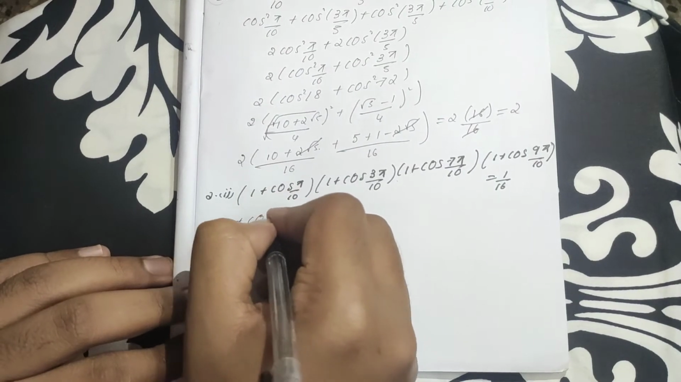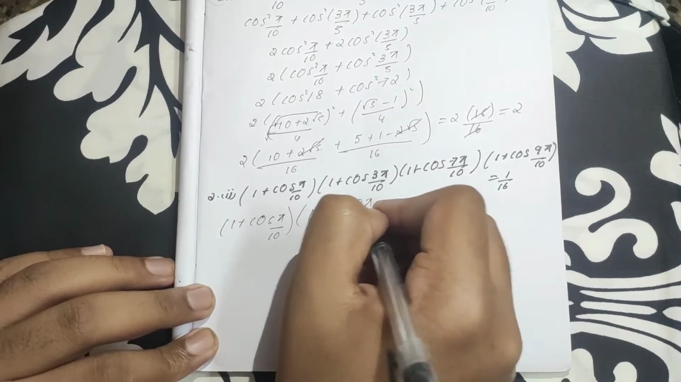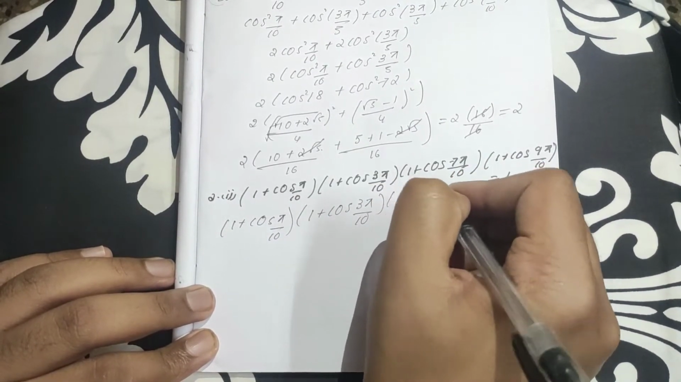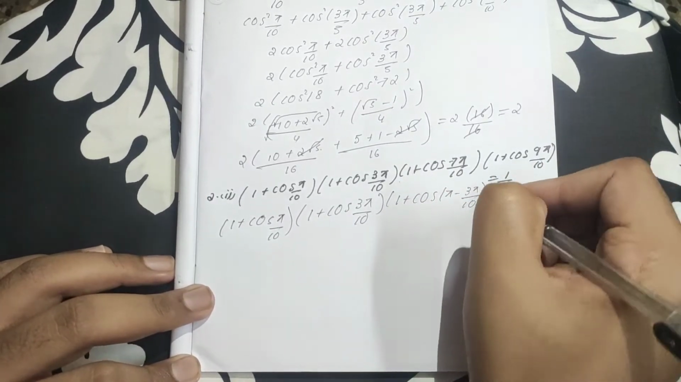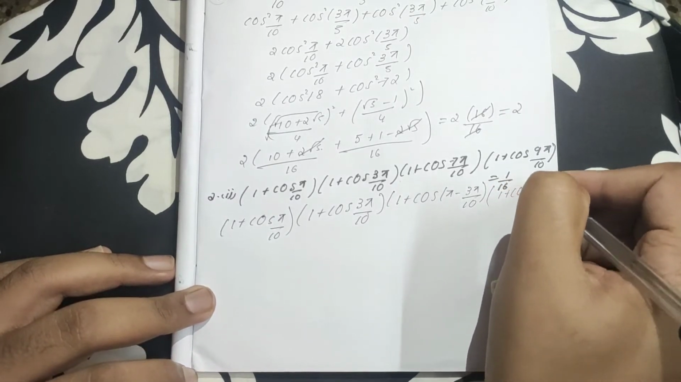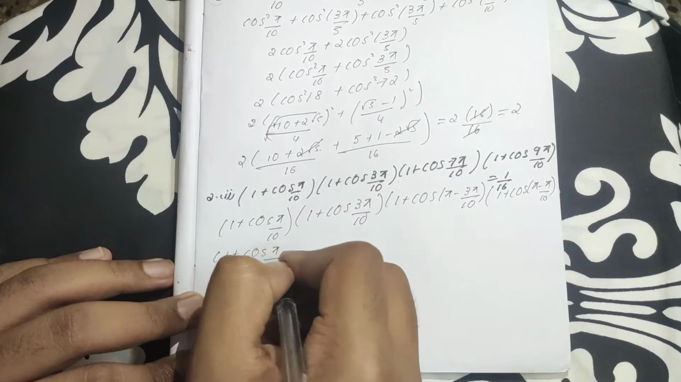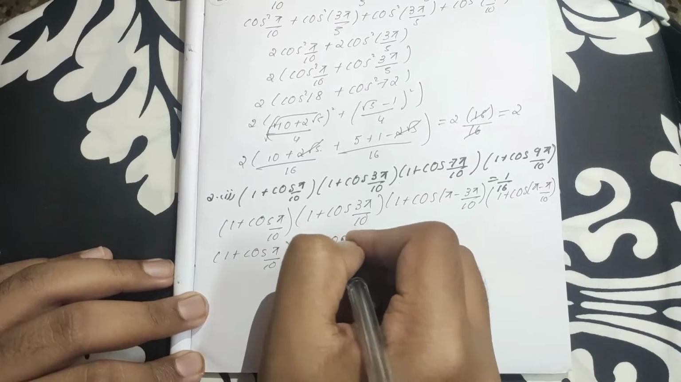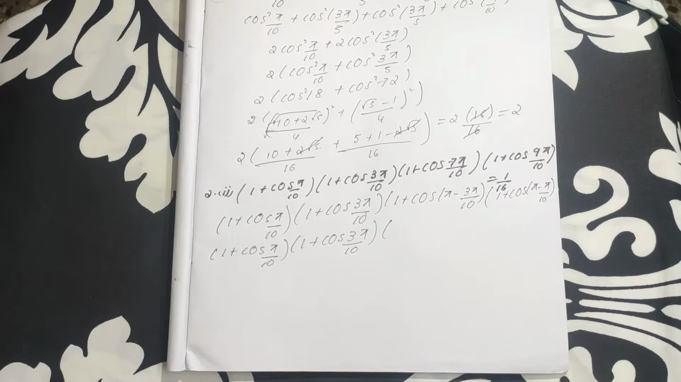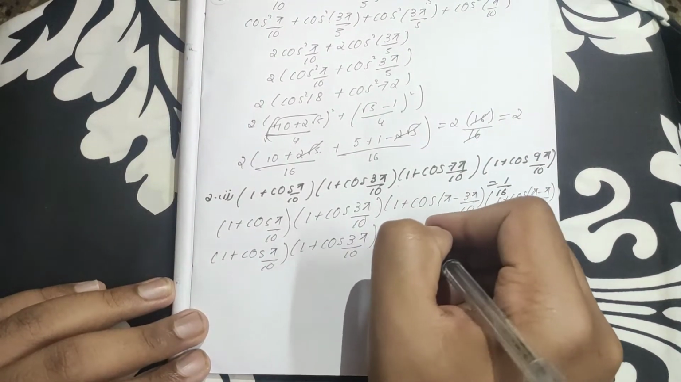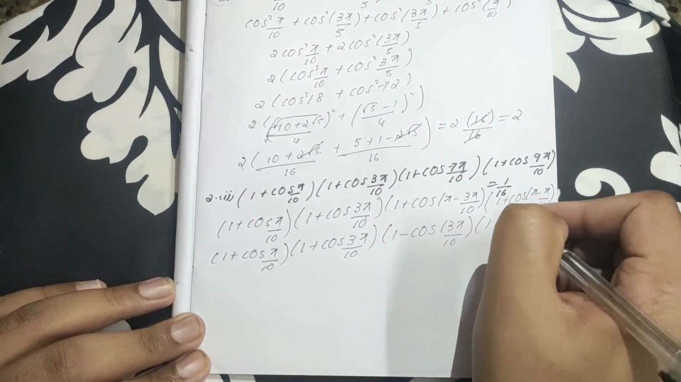So write this cos pi by 10 as it is and this cos 3 pi by 10 as it is. 1 plus cos pi minus 3 pi by 10. 7 pi by 10 can be written in this formula as pi minus pi by 10. 1 plus cos pi by 10, 1 plus cos 3 pi by 10. Cos of pi minus theta is minus cos theta. 1 minus cos 3 pi by 10 into 1 minus cos pi by 10.